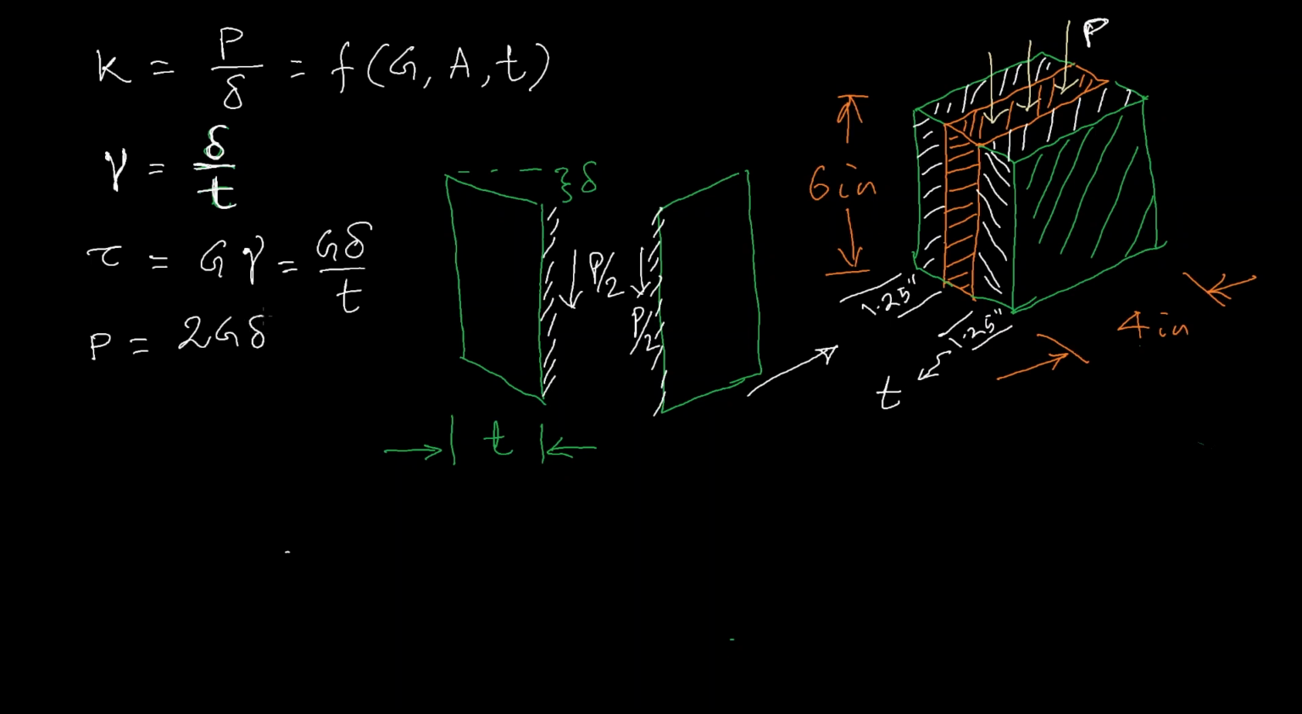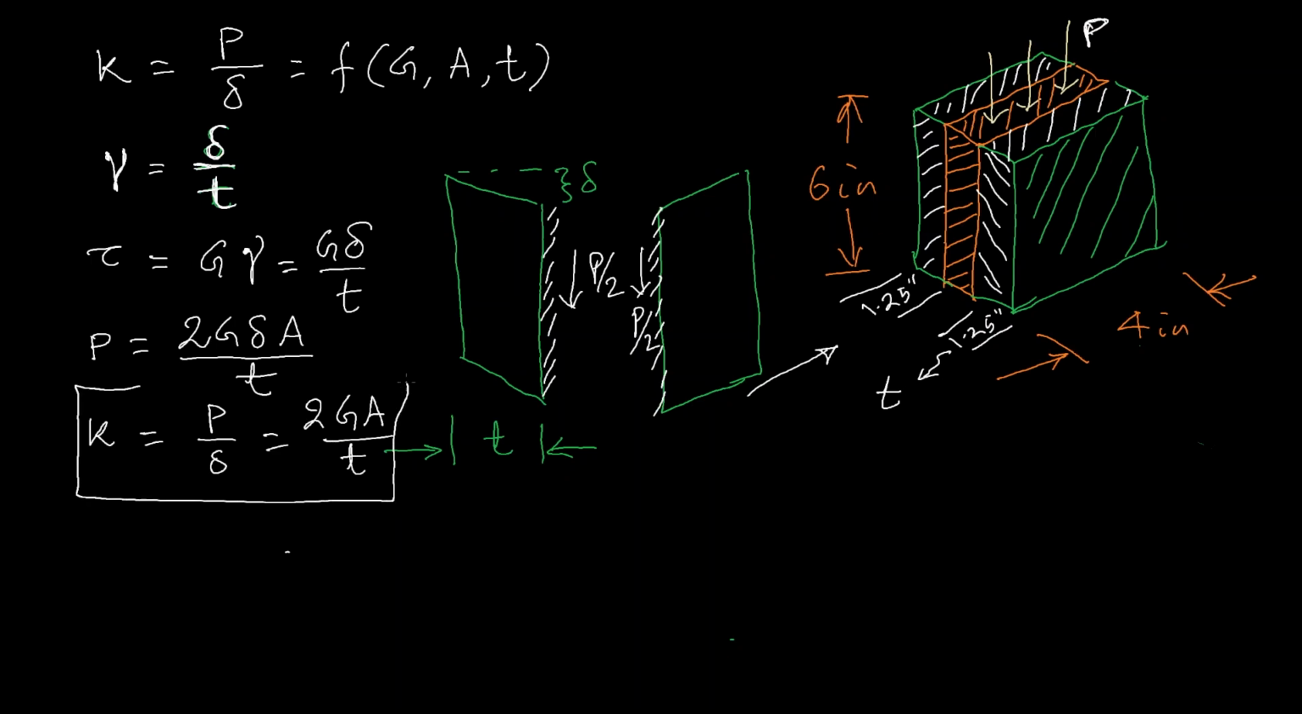equal to 2 times G delta, but then it's the stress, so to get the force we will have to multiply with the area, and divide by T. So this is the force as a function of all these parameters. Then the stiffness which we are supposed to find is nothing but P over delta, which is equal to 2GA over T. So this is the stiffness we were looking for.